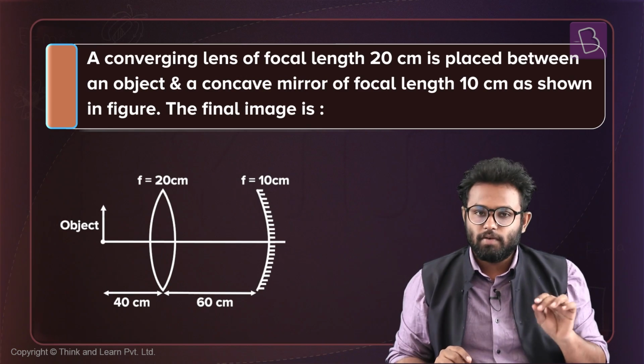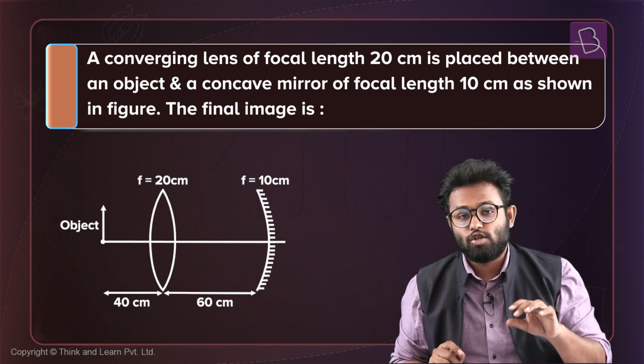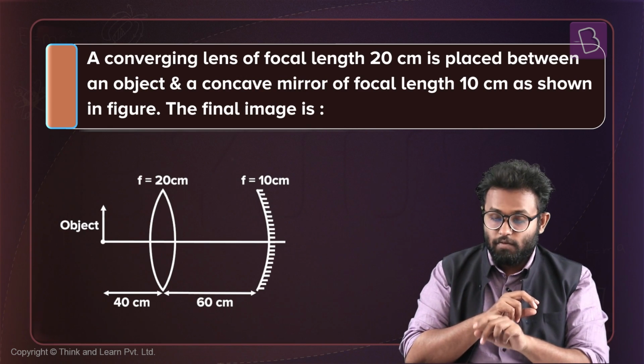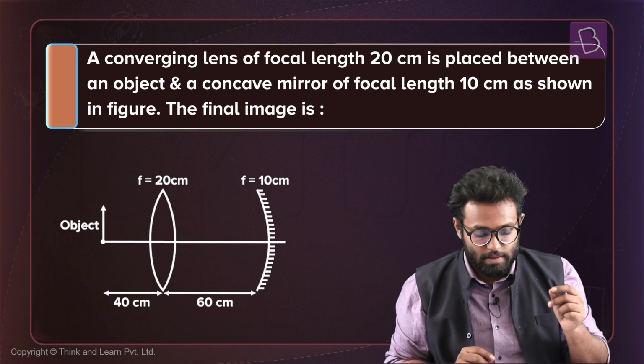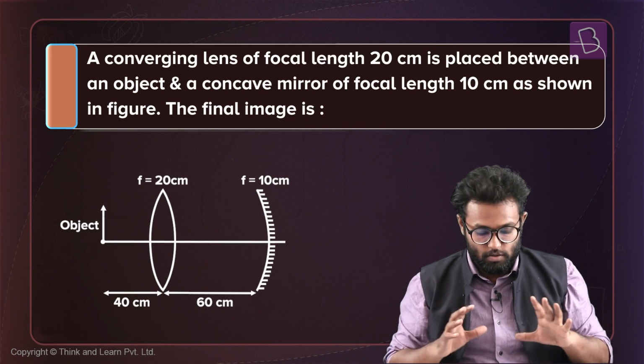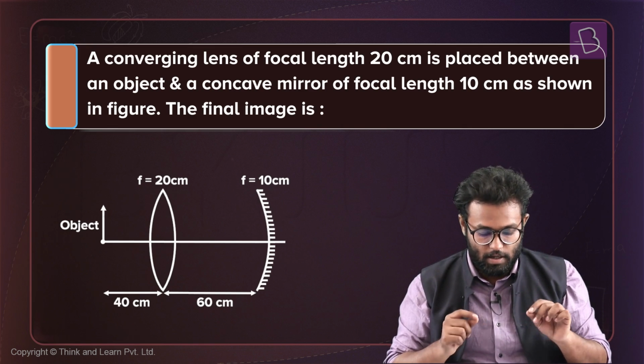So in this problem, you're given a converging lens of focal length 20 centimeter, placed between an object and another concave mirror, and the focal length of that mirror is also given to you as 10 centimeters. Now, where is the final image? So you have 4 options, whether it's coinciding with the object, enlarged, inverted, real, and all that.